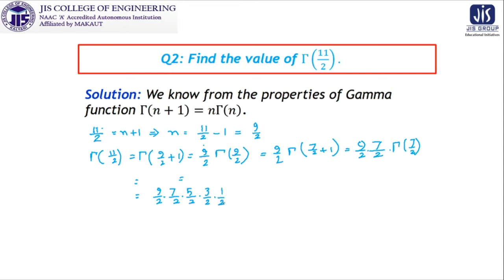Now 3 by 2 can be written as half plus 1, so it will be gamma half. The beauty is that here the value of gamma half is known to us according to the proof. Already we have done it, and we are going to use the property directly, that gamma half is equal to root over pi.